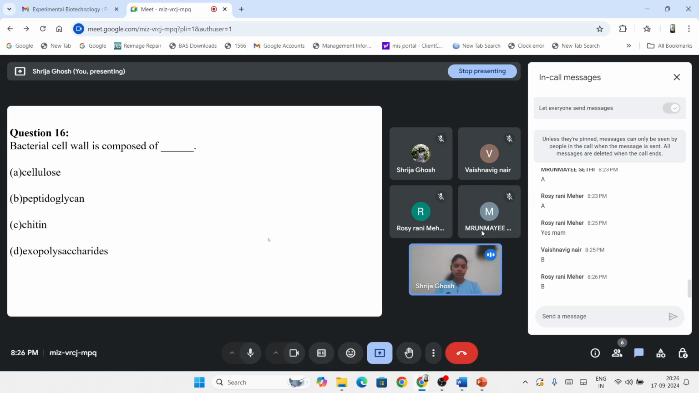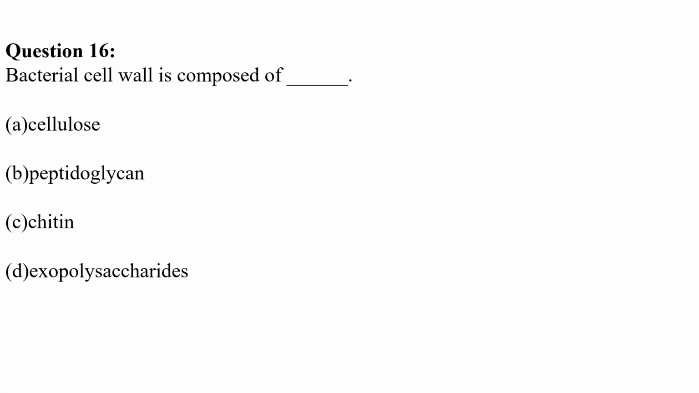Okay, we have answers from two people saying option B, that is peptidoglycan. Yes, that is the correct answer. So the bacterial cell wall is composed of peptidoglycan. Peptidoglycans are basically polymers of glycan. We have two types of glycans, mainly N-acetyl glucosamine and N-acetyl muramic acid, so NAM and NAG units. We have alternating units of these glycans, and these glycans are attached with peptides. That's why the name peptidoglycans.